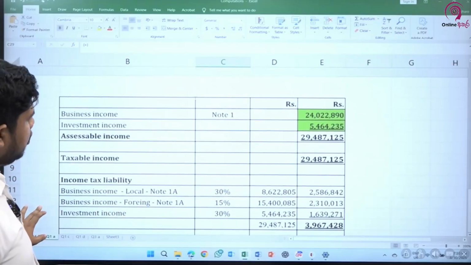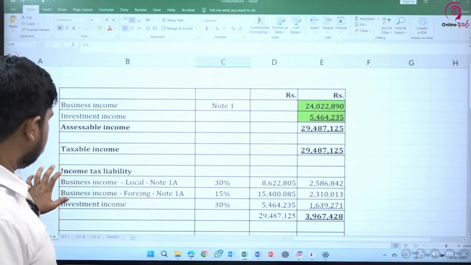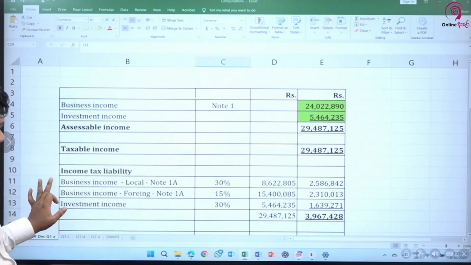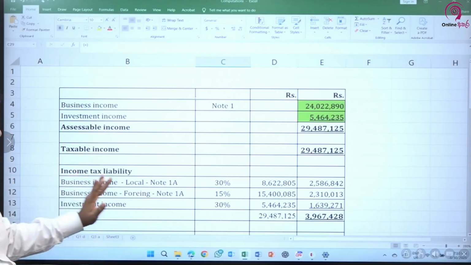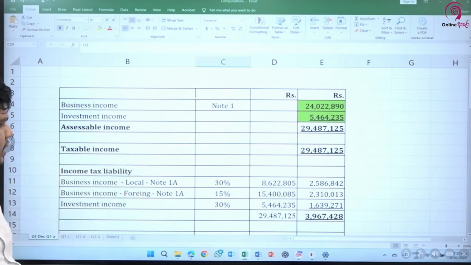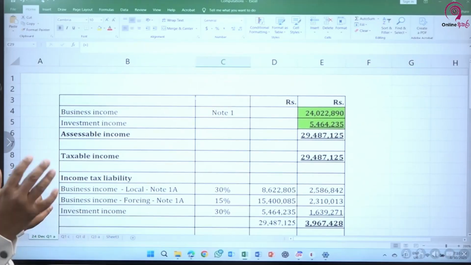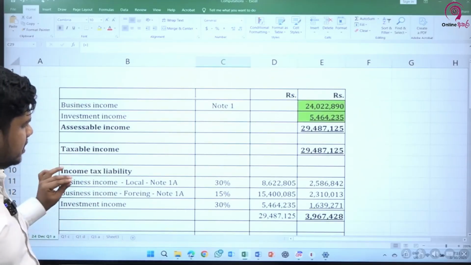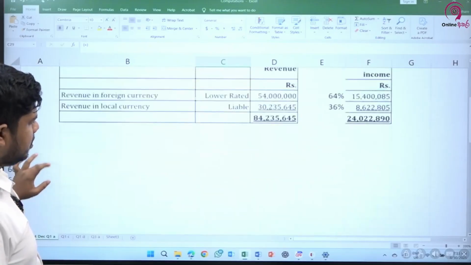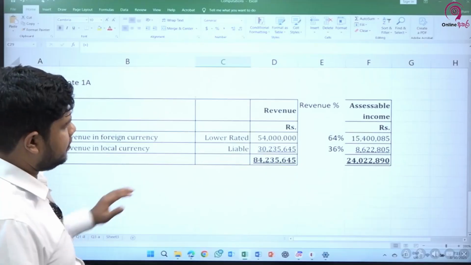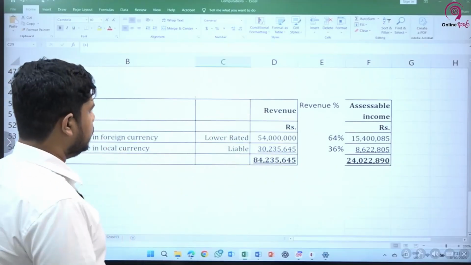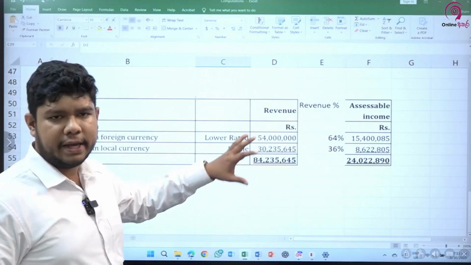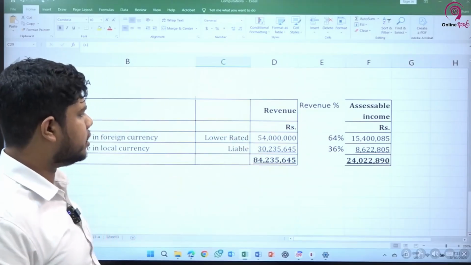Or else in your format, you know now there could be two tax rates. In income tax liability computation, you can mention two tax rates, 30%, 15%. Business income local, business income foreign. You can mention the note number in here, right? In the format, first page of computation in the format. In the place where you compute the liability, you can mention two items. So you can make a table like this. Revenue proportion, computing the revenue proportion. You take total income under each revenue category.